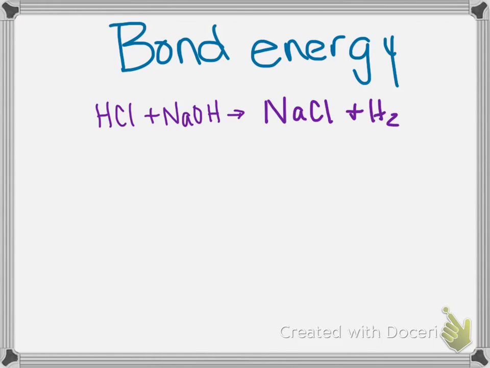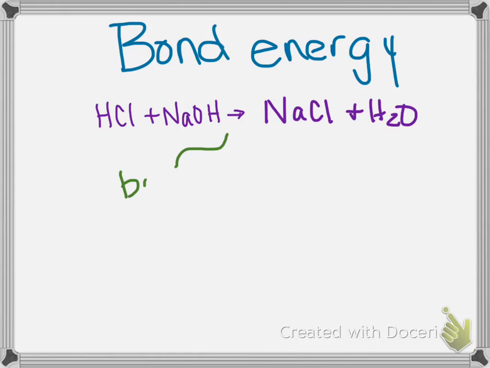So if we are looking at bond energies, what we're talking about is a way to calculate delta H. We've been using delta H. We used it when we did the heating cooling curve. We used it when we did enthalpy. But now we're looking for a way to calculate it.